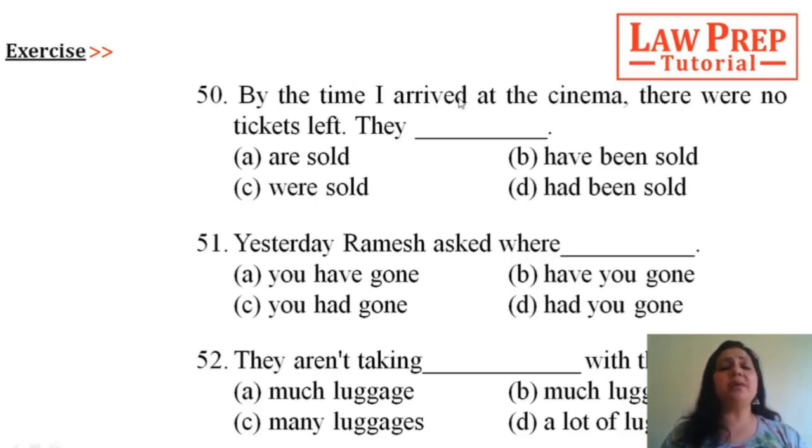When it is already given simple past tense, I would use past perfect with it. "Are sold" is which tense? Simple present. "Were sold" is which tense? Simple past tense. "Have been sold" is which tense? Present perfect. "Had been sold" is which tense? Past perfect. It is in passive voice. The tickets had been sold. So the answer would be D, they had been sold. Right? Moving on to the next question.